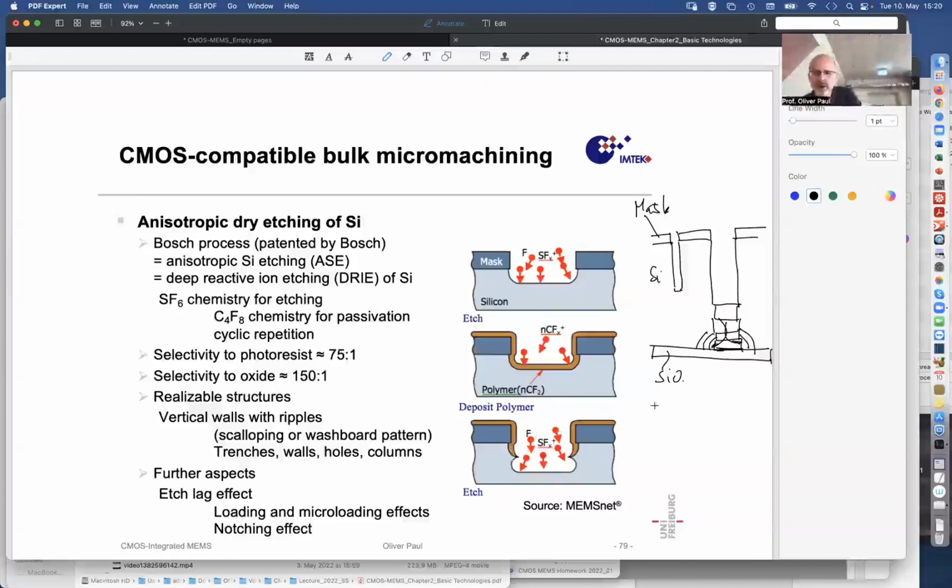So if I look at a wall, let's say here in detail, what will I see? I will see a structure that looks like this. So in 3D, kind of ripples that look like this, with the mask layer on top. So these are these structures. They're called scallops. They're called ripples. They're called all kinds of things depending on the person.